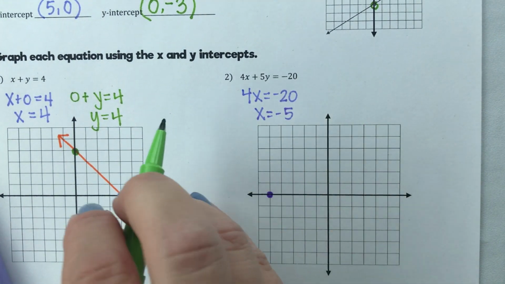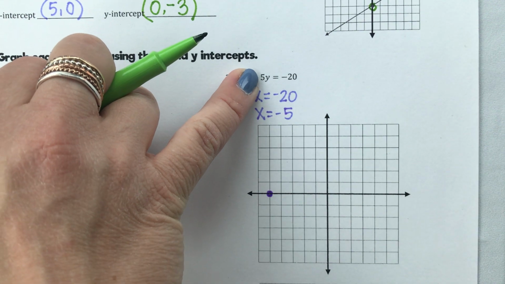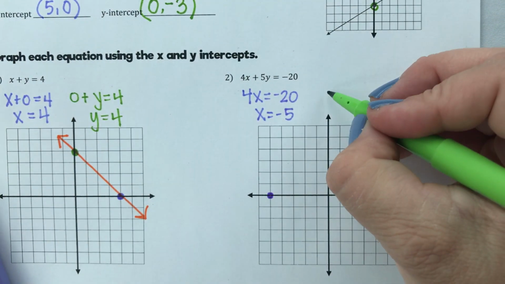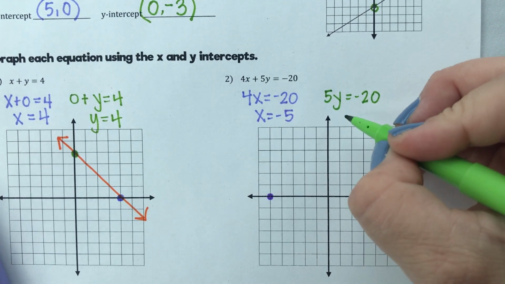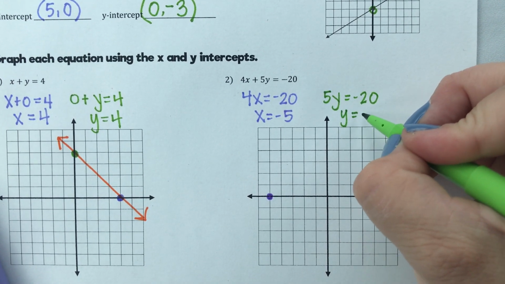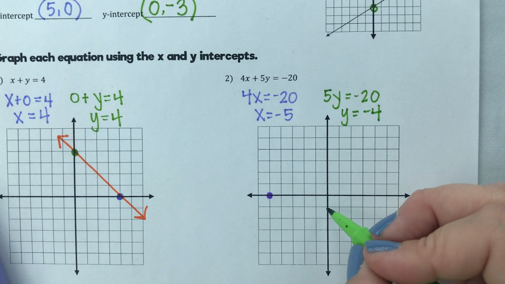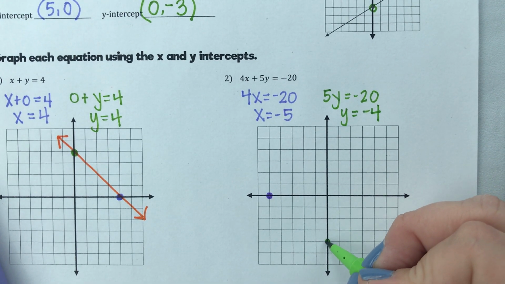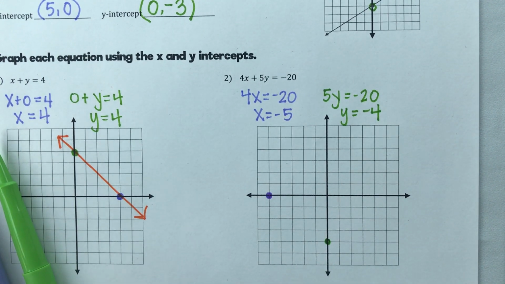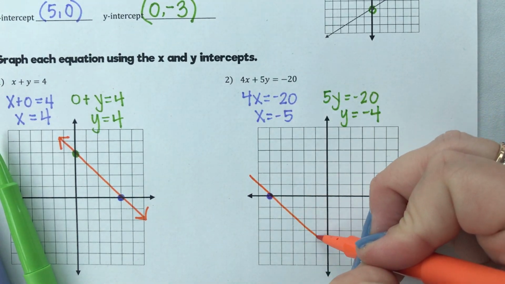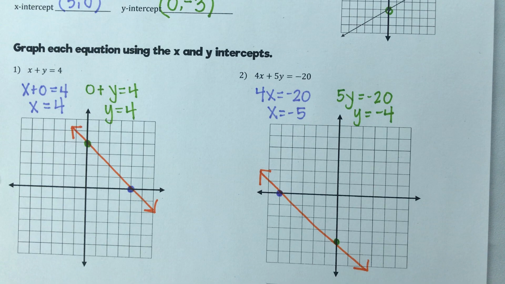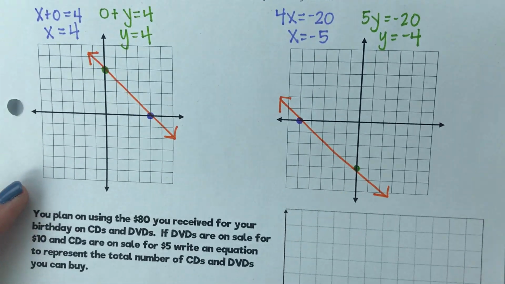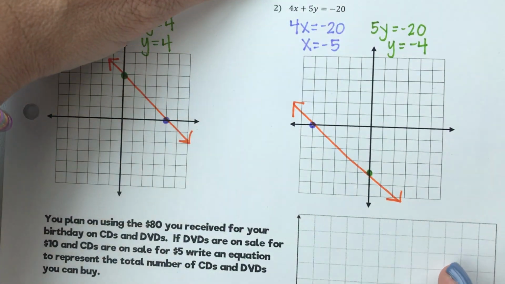And then to find my y-intercept, x is 0. So it's almost like that whole part went away, and I'm left with 5y equals -20. I divide both sides by 5 to get y is -4: -1, 2, 3, 4. So when I connect my dots, that is my line. Okay, x and y-intercepts are really helpful in a lot of real world situations.